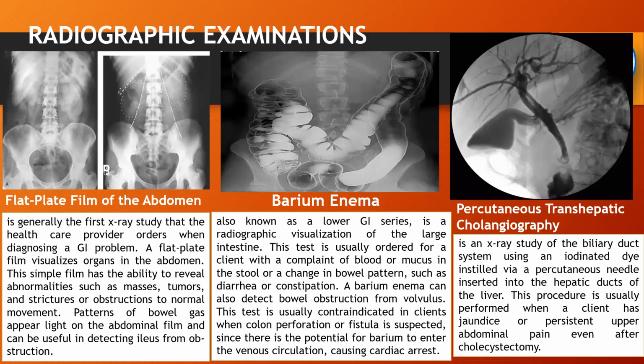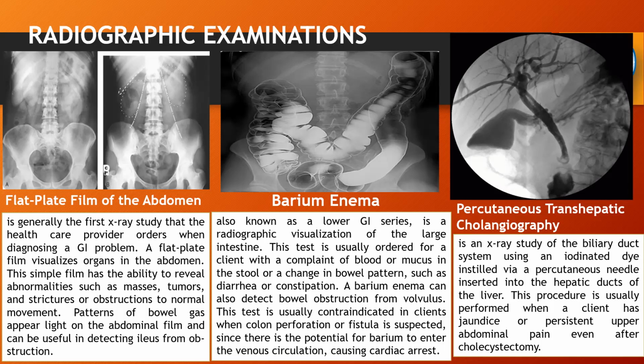Next, radiological examination and similar diagnostic procedures are useful in detecting structural and functional disorders of the gastrointestinal tract. A plain film of the abdomen is generally the first X-ray study that healthcare providers order when diagnosing a gastrointestinal problem. This simple film has the ability to reveal abnormalities such as masses, tumors, and strictures, or obstructions to normal movement.